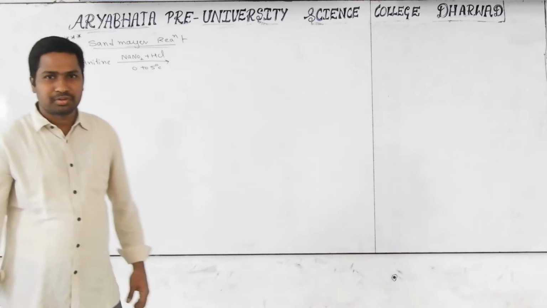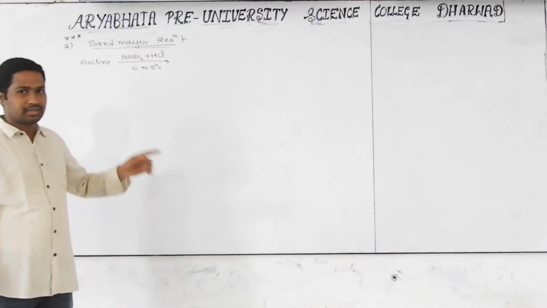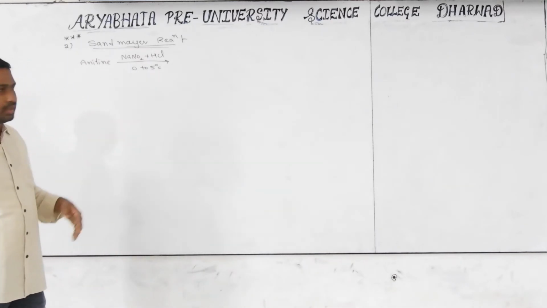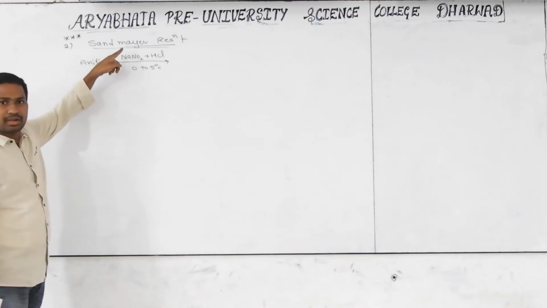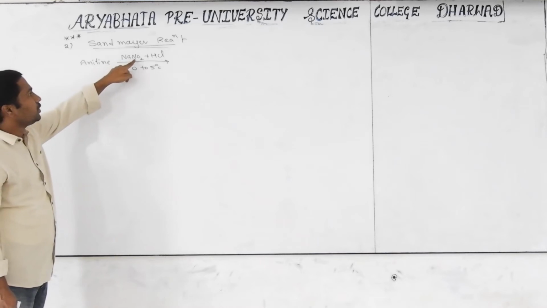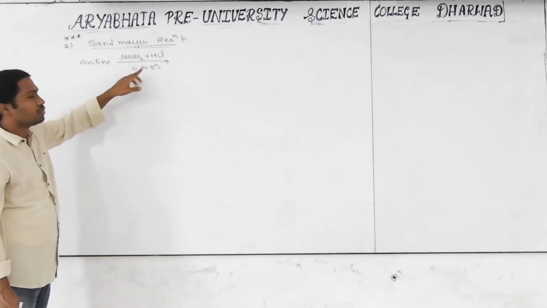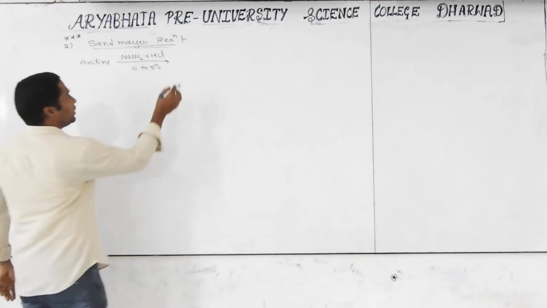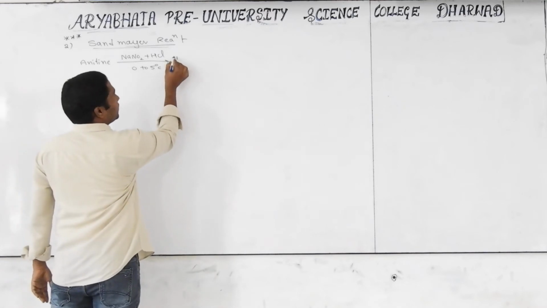Today we will see the preparation of aryl halides. Already today we learned one; one remaining we will see today. It's a very important reaction, the Sandmeyer reaction. Under the Sandmeyer reaction, aniline will be treated with sodium nitrite and HCl at 0 to 5 degrees Celsius, and we get diazonium chloride.